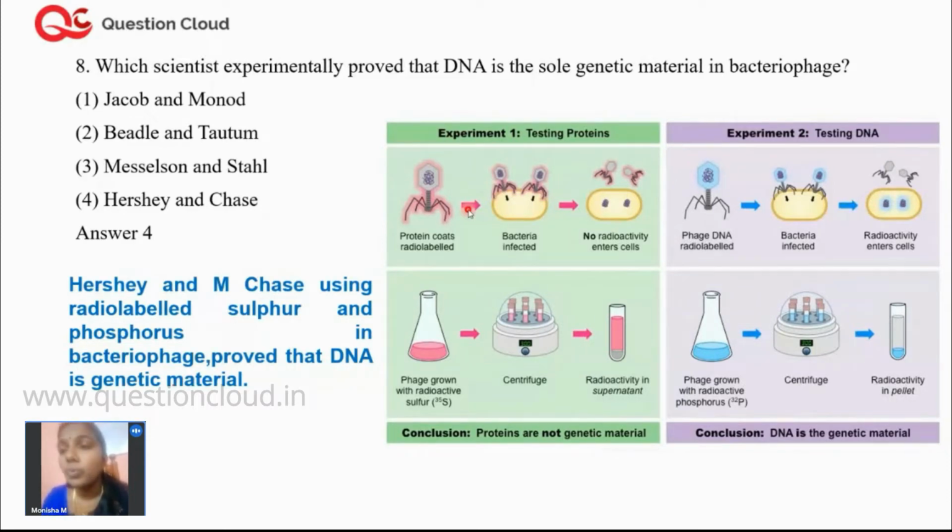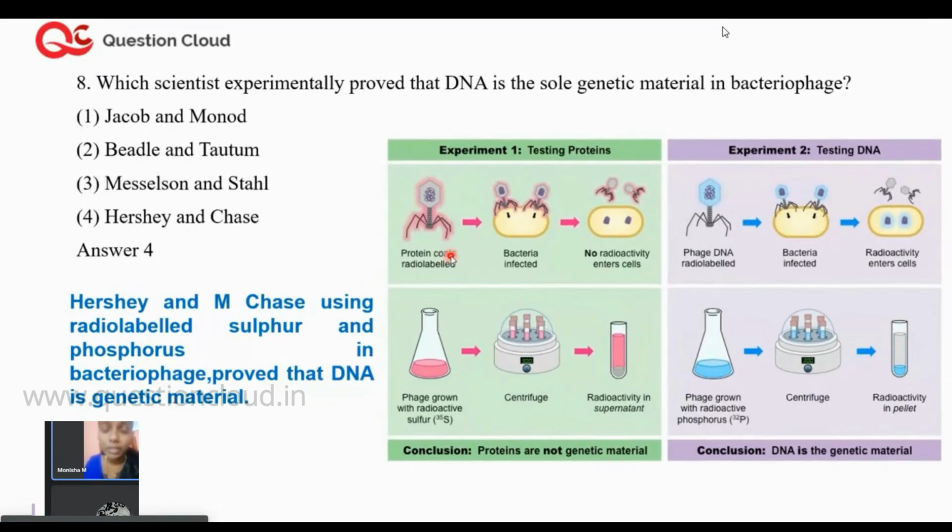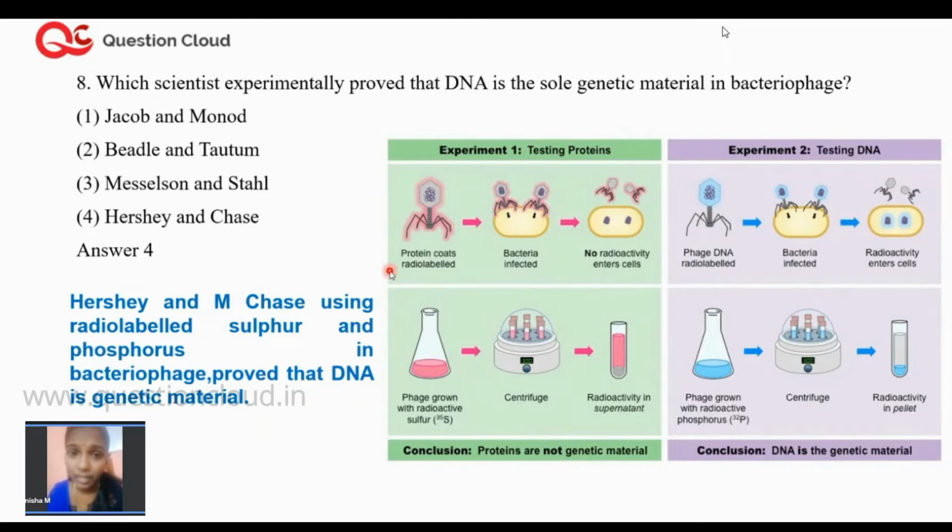To prove that DNA is a genetic material, they did two sets of experiments. In one set, they labeled the protein, using the capsids. They took a radio-labeled protein, a radioactive bacteriophage labeled for protein. In another experiment, they took a bacteriophage that was radioactive for DNA. To make DNA radioactive, you use radioactive phosphorus.